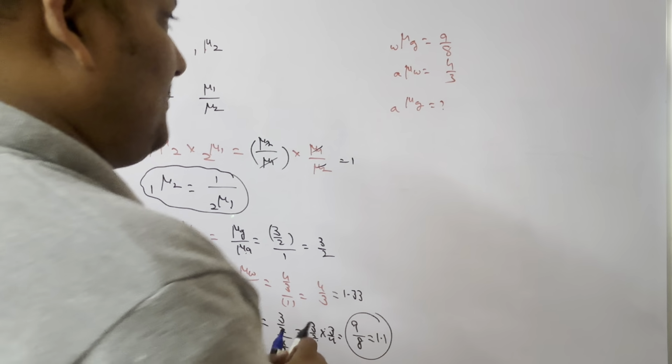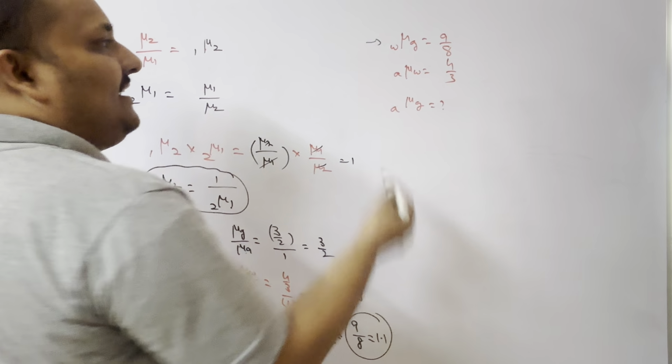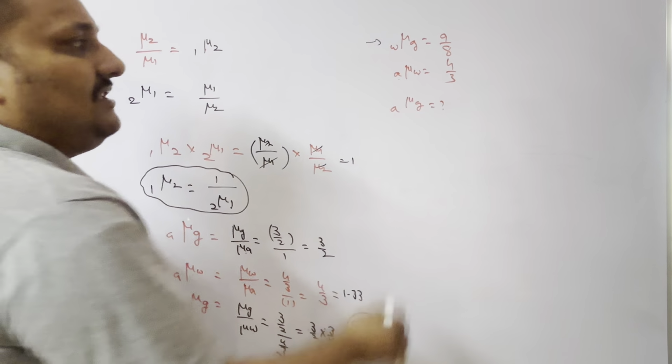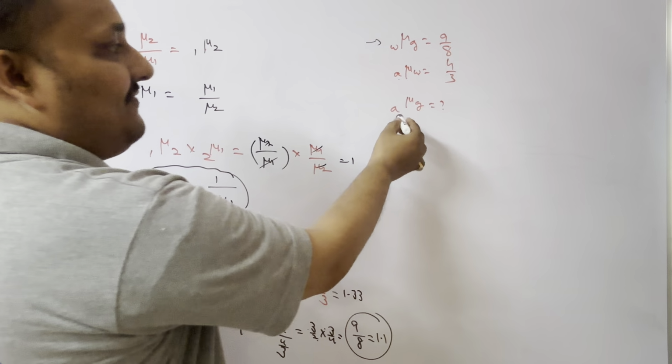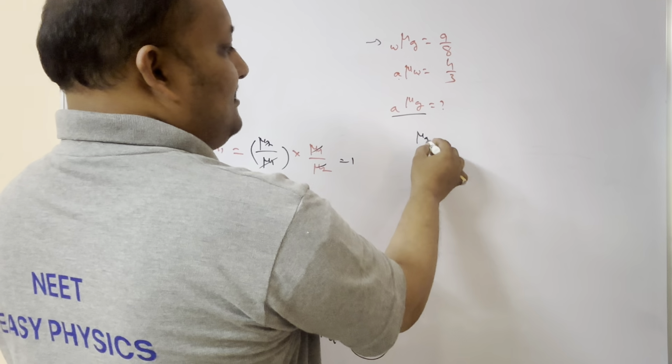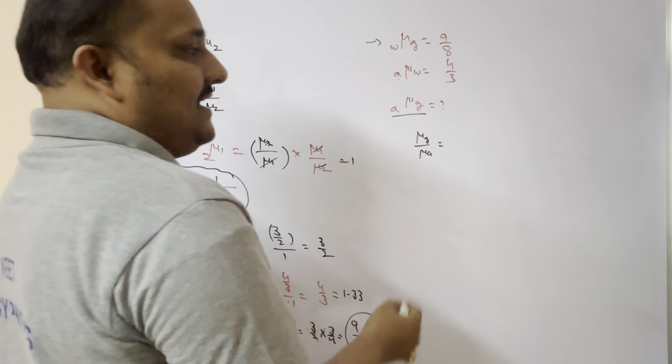Now, see one simple problem on this. They have given the refractive index of glass with respect to water as 9 by 8, and the refractive index of water with respect to air as 4 by 3. What is the refractive index of glass with respect to air, they are asking. So, this is mu g by mu a, they are asking.